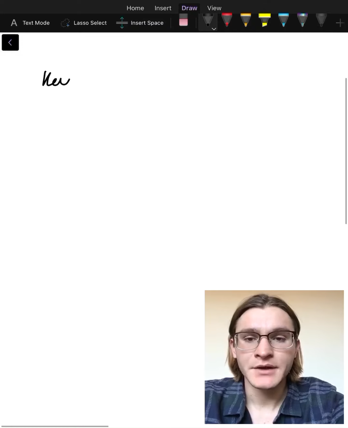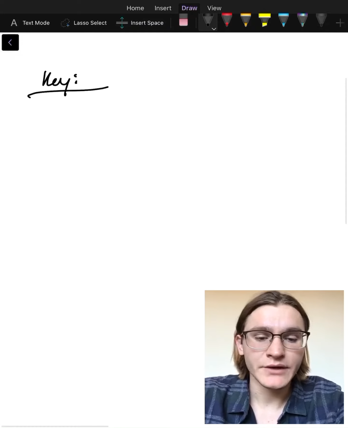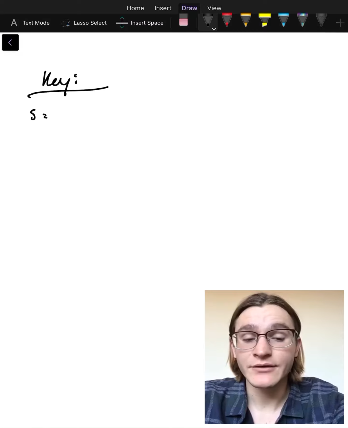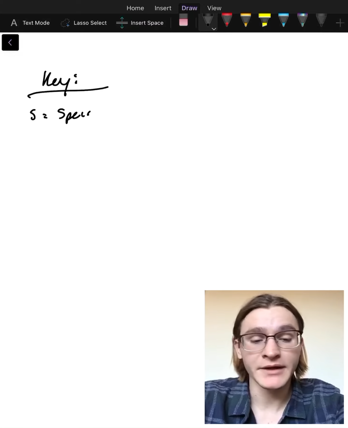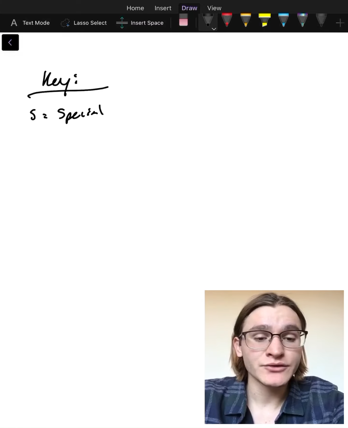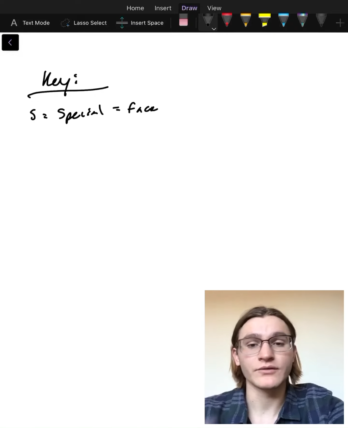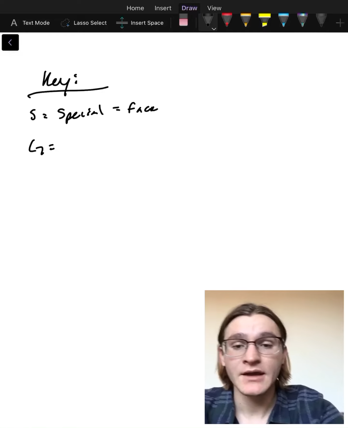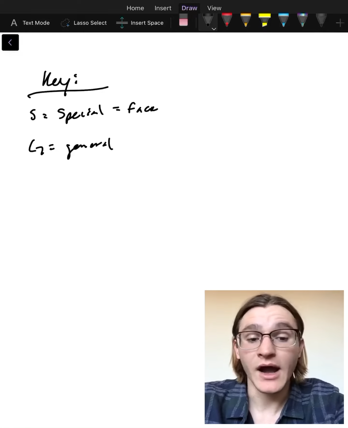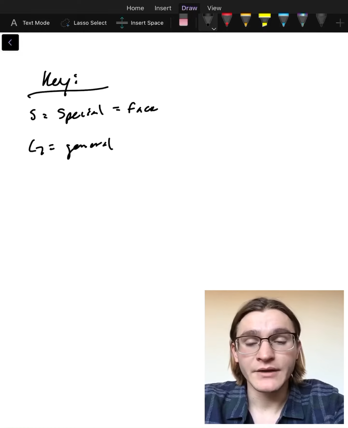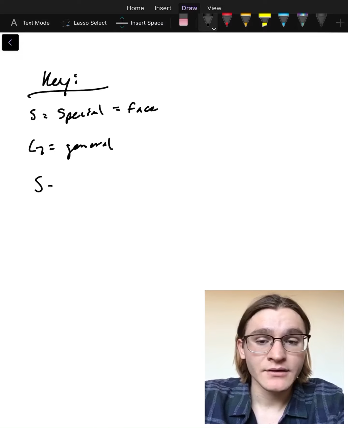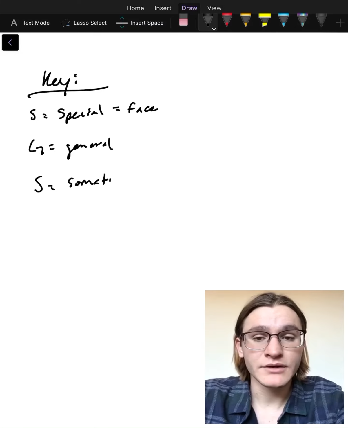So let's do a key. We need keys for everything in life. So this is going to be a key for our SAVE VASE chart, or our VASE chart in my case. S is for special. And special, when you see special, keep in mind it's for face. So special is face when you see that. G is for general, so it's kind of everything outside our face. And then we're going to have S again for somatic, so don't get those confused.